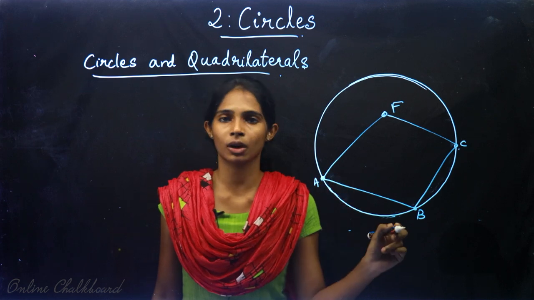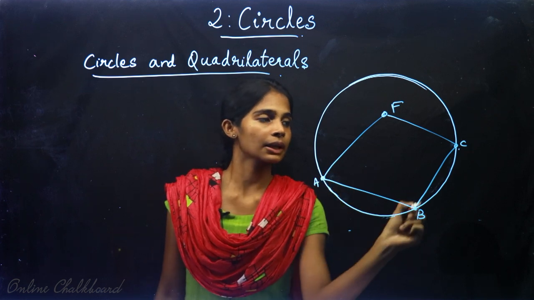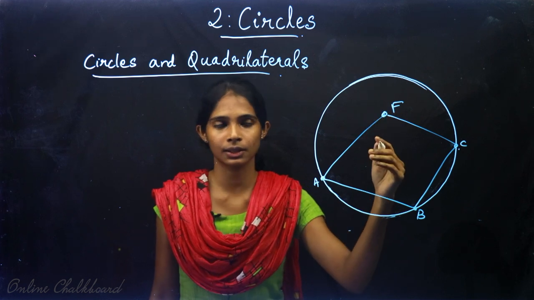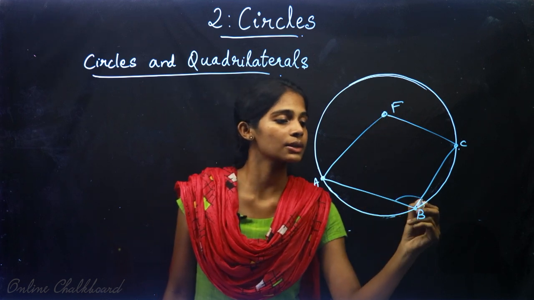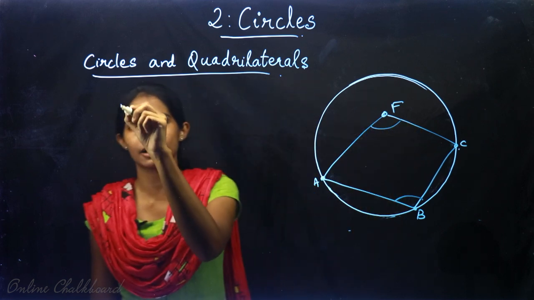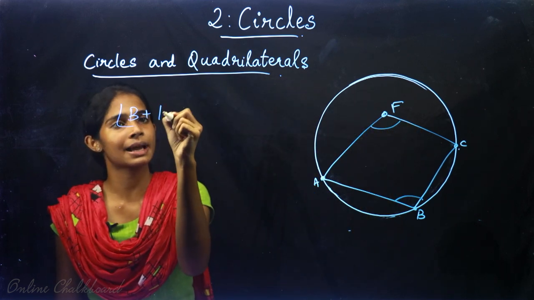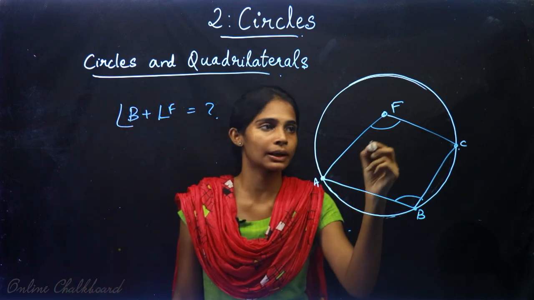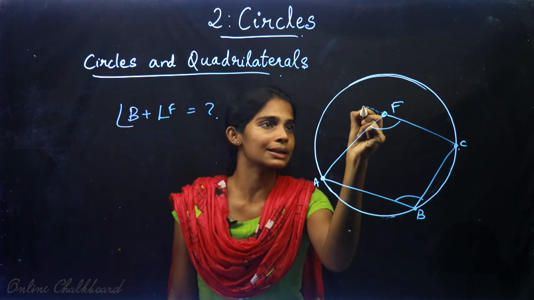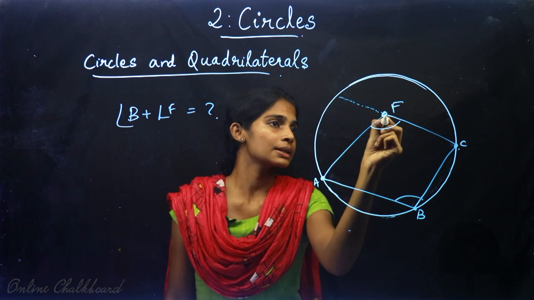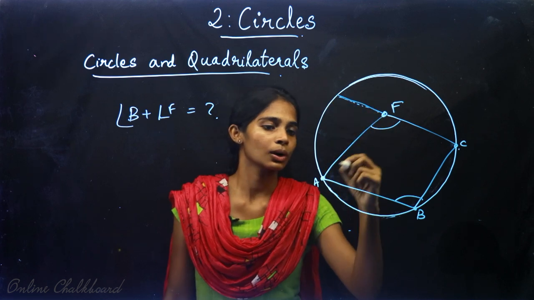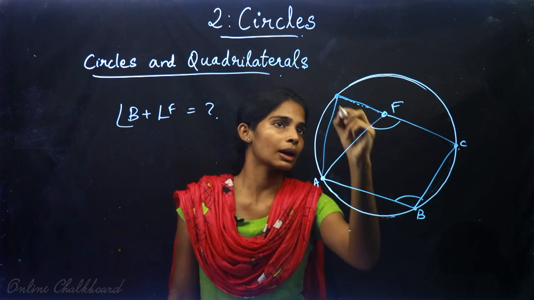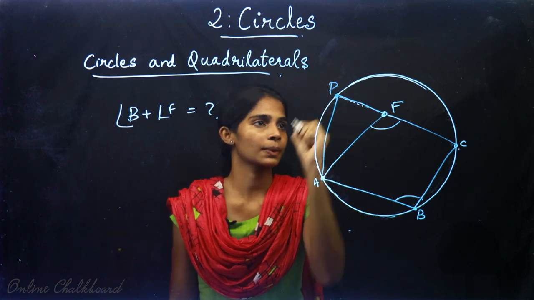Now we have a quadrilateral in which three vertices lie on the circle and the fourth vertex is inside the circle. So we are going to see what is the sum of angle B and angle F. Okay, as we did earlier, this is just extended. Okay, B, C, F extended. Similarly, A is a point on the line. Okay, I'll call this point P.